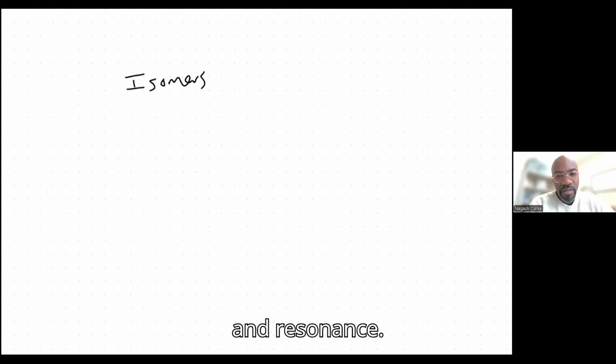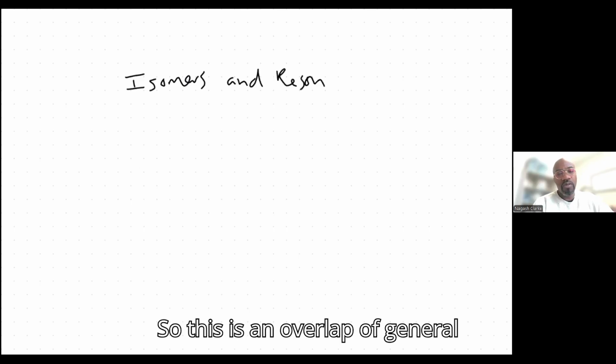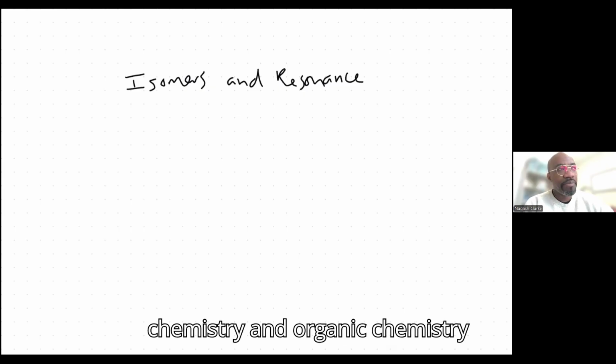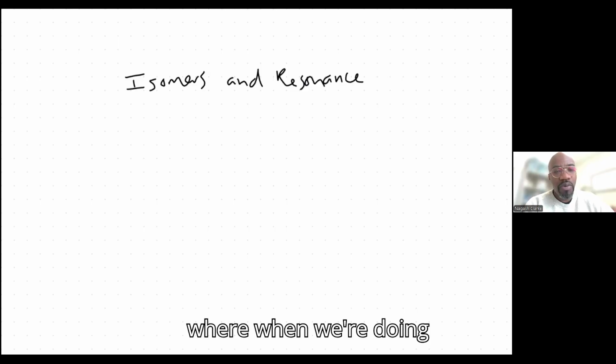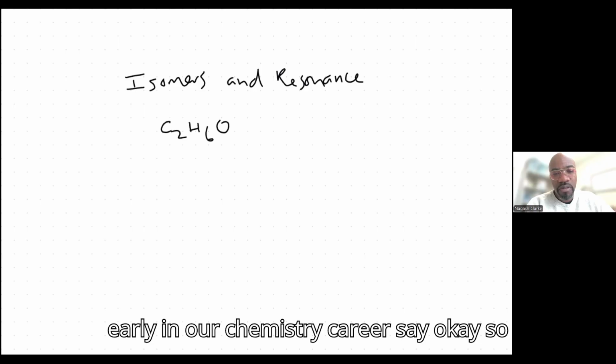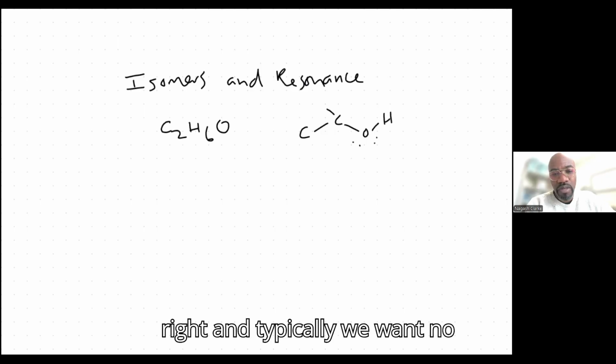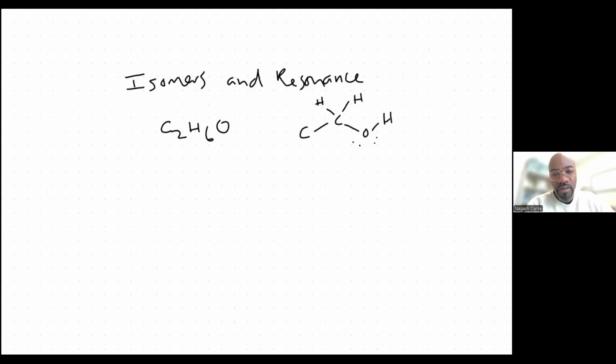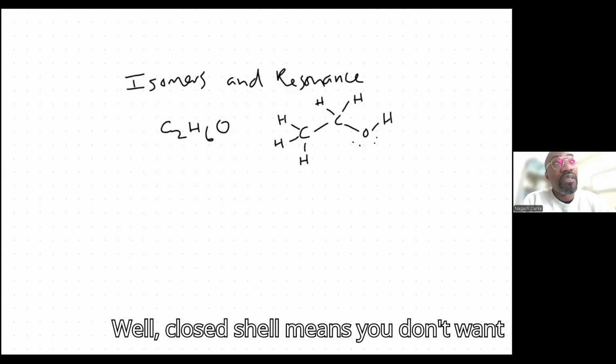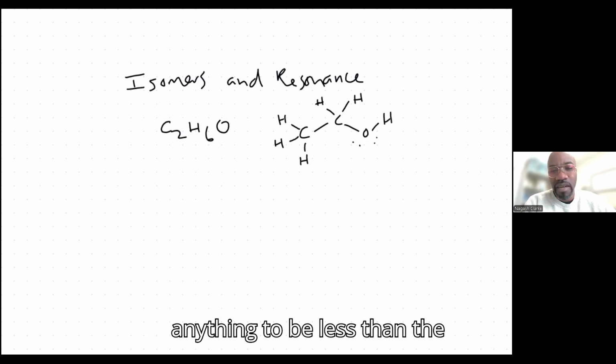So today we're going to deal with isomers and resonance. This is an overlap of general chemistry and organic chemistry, where when we're drawing Lewis structures, we're taught early in our chemistry career to say, okay, C2H6O, let's draw the different isomers, right? And typically we want no formal charges with our isomers. Another word for that is closed shell. Closed shell means you don't want anything to be less than the octets.